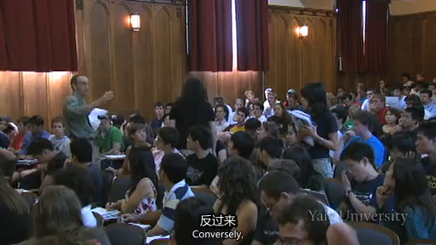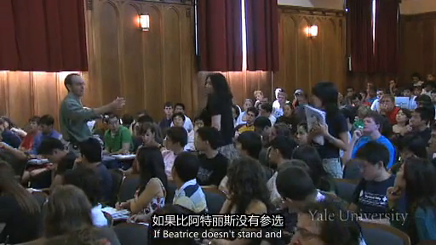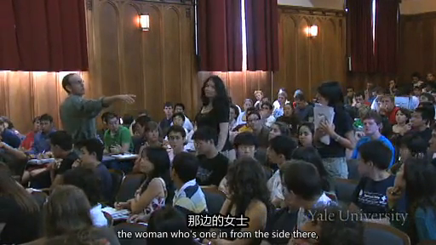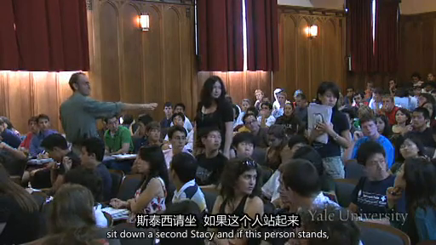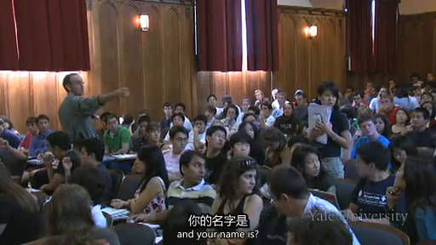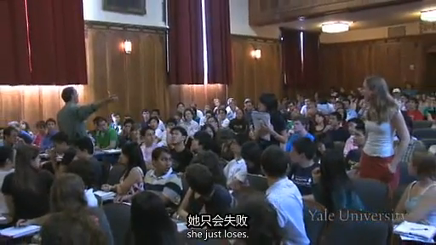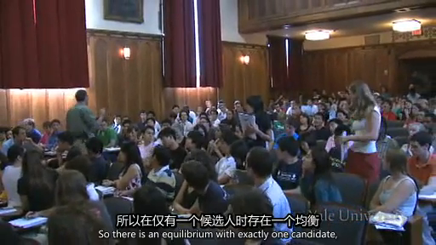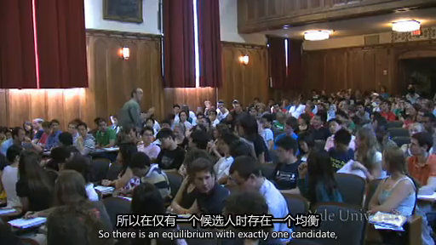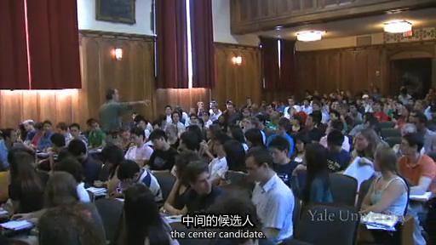And conversely, if Beatrice doesn't stand, and sit again a second, and the woman who's one in from the side there, so sit down a second, Stacey, and if this person stands, and your name is, if Sarah stands, it doesn't help Sarah at all, she just loses. Is that right? So there is an equilibrium with exactly one candidate, the center candidate.